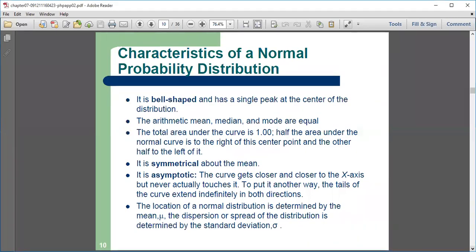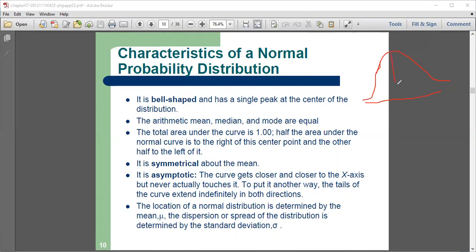So here we are going to start with the characteristics of the normal distribution. Previously, we have studied the uniform probability distribution. So both distributions are basically relevant to the family of continuous probability distributions. So here I'm going to start with drawing a normal curve, and then we will discuss point by point. It is bell-shaped and has a single peak at the center of the distribution. So the distribution is a bell-shaped curve and has one peak. Okay, you can see there is one peak at the center of the distribution.